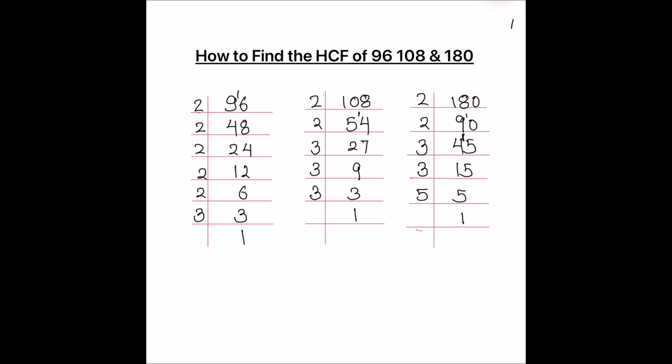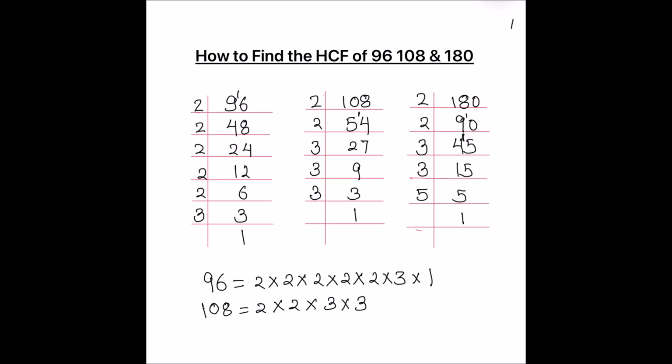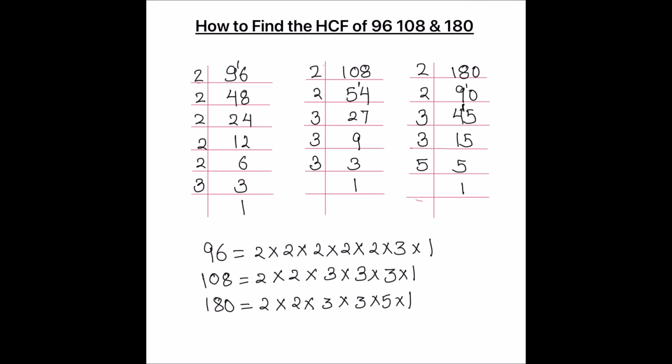Let us write the factors of all the numbers. So 96 equals 2 times 2 times 2 times 2 times 2 times 3 times 1. 108 equals 2 times 2 times 3 times 3 times 3 times 1, and 180 equals 2 times 2 times 3 times 3 times 5 times 1. So now we have the factors of all the numbers.